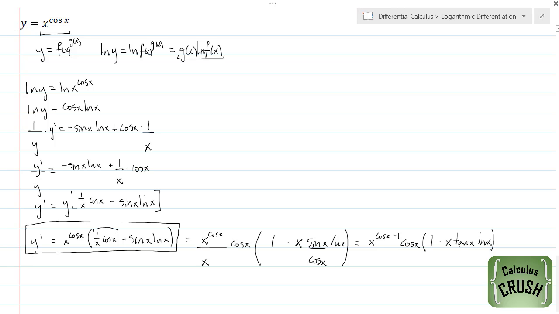Another way to write it, it's probably not actually simpler, but if you've got a textbook and a problem like this and you see the answer in the back of the book and it looks something like this, well, they are the same thing. You just need to do a little bit more simplification.